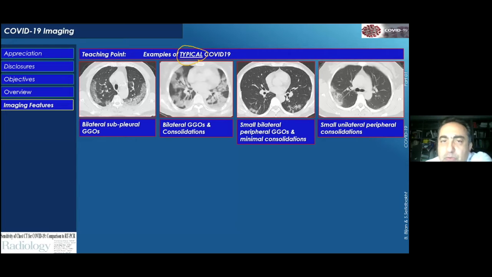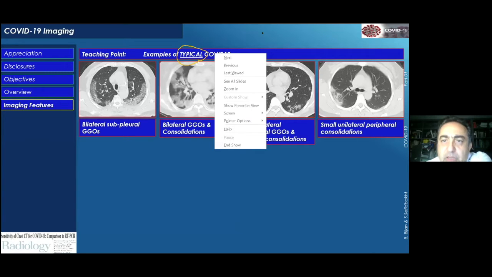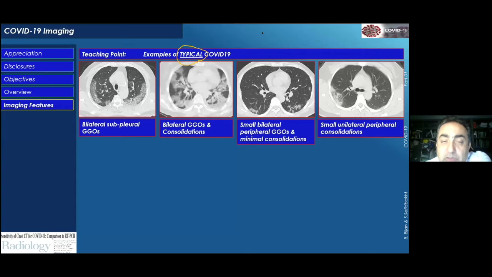In COVID, we do not have this pathognomonic stuff. The findings are typical, but they're also seen in other diseases. For example, influenza can actually have the same thing. SARS, well, we don't have too many SARS cases anymore, but SARS can give you the exact same appearance. So that's why we do not use the word pathognomonic, but we use the word typical.